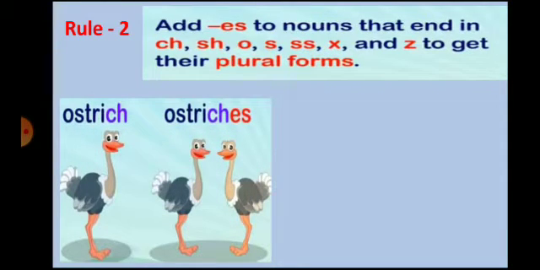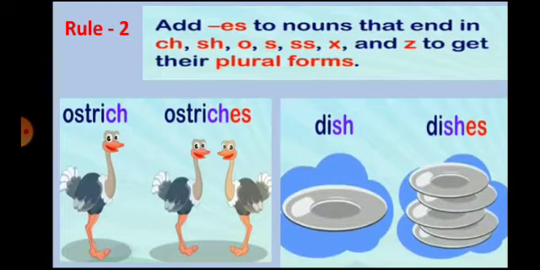So, see ostrich, what is there at the end? ch. So, if there is one ostrich, we say ostrich. If there are more, we will add es to make it plural. Now, what is this? Dish. Yes, see again there is sh. So, you have to see the last letter of the noun to make its plural. So, dish. We add es and we say dishes. Okay.